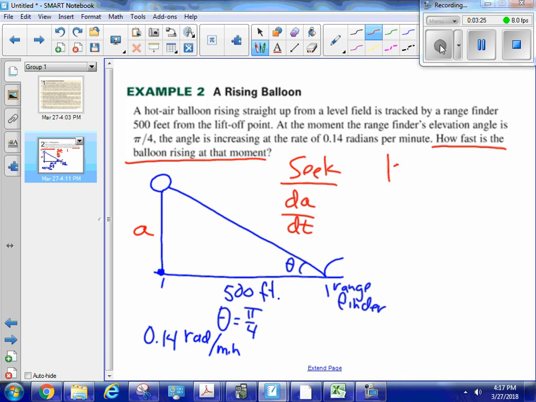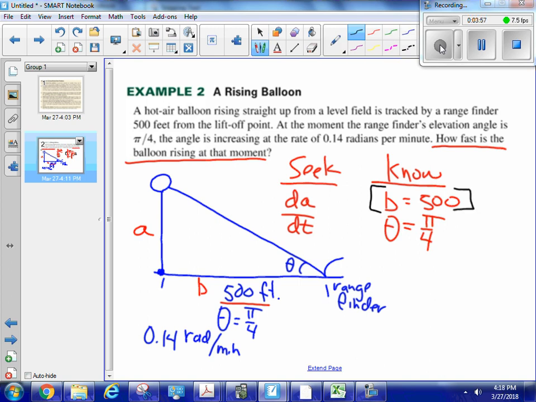What do I know? Well, I know this distance of 500 feet. Let's call it b. I know b equals 500. I use b because I can see I got the base of a triangle going on here. I know theta, because theta, they told me, at this moment is pi over 4. Now I'm going to make a little notation here. I know that b is 500 feet, and I'm going to put a bracket around it because that is constant. That is not changing. Theta, on the other hand, you can kind of see as the balloon goes up, that angle is going to change. So theta is not constant. Theta is something that is changing.